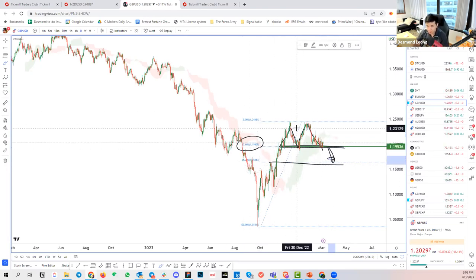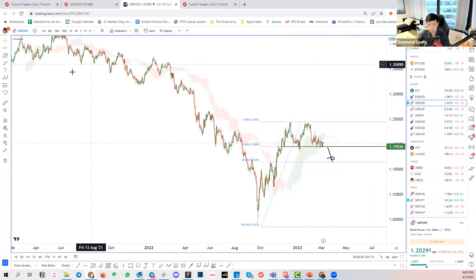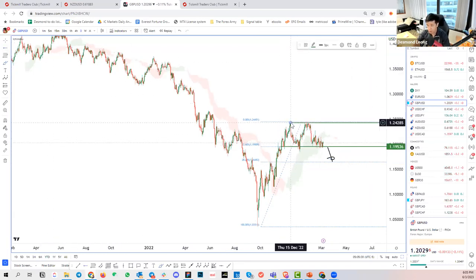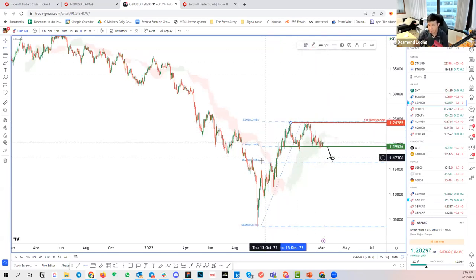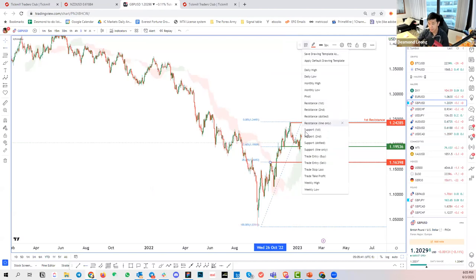In this case, 38%, you can even play up to the 50% retracement. So 1.1953 is the key level to look out for on pound dollar. At the same time, the key resistance that we're looking out for is up here. Simple enough, key resistance, and playing the move down to 1639 if price really manages to break out.